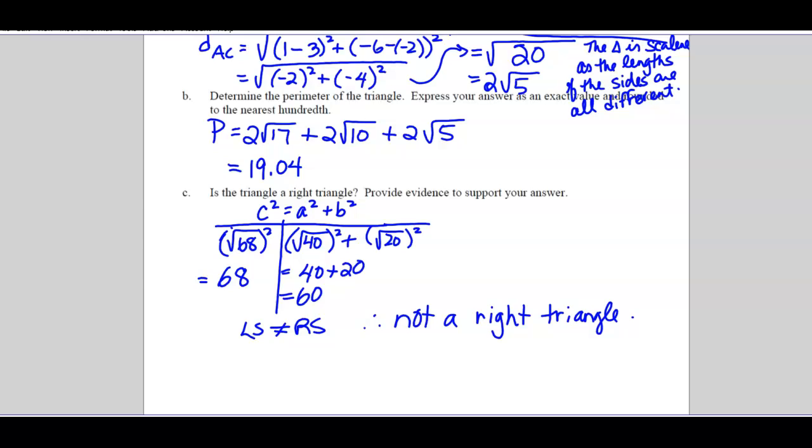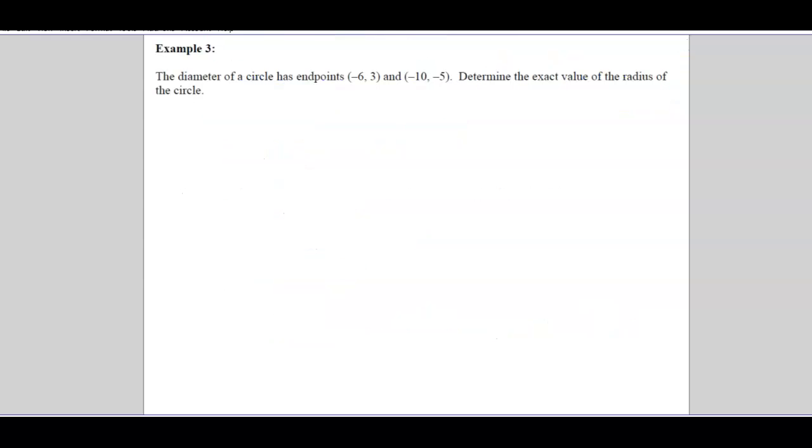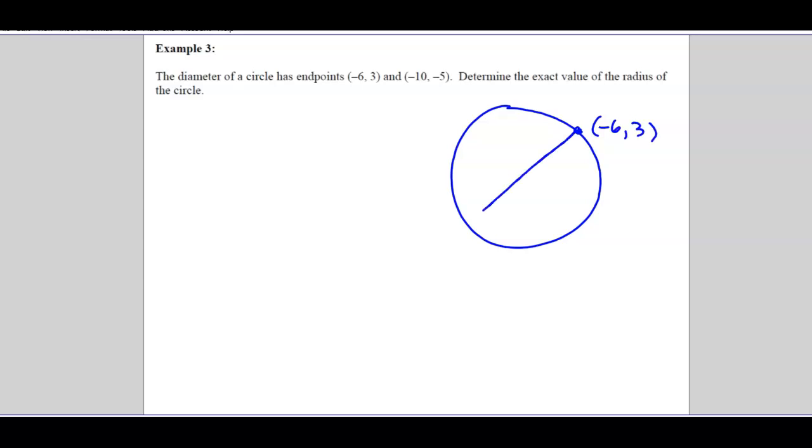All right, and then example 3. The diameter of a circle has endpoints given to you. So we've got a circle here. So this might be negative 6, 3. This might be negative 10, negative 5. And you're asked to determine the exact value of the radius. Okay, so yeah, you could find the midpoint. We'll talk about that tomorrow. But for right now, we know the radius is half the diameter. So radius is diameter divided by 2.